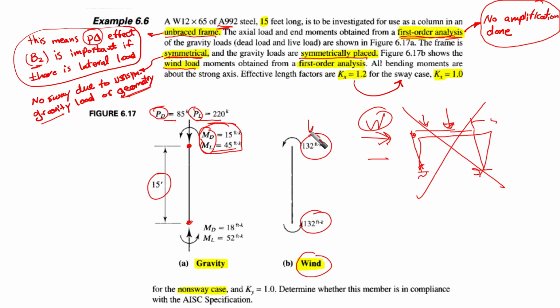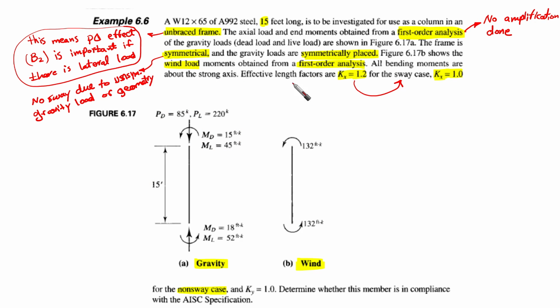Also, it comes from first order analysis. So the word first order analysis here means that there is no amplification of the moment; we need to make the amplification. All bending moments are about the strong axis. This means that we should not take into consideration the other axes in the interaction equation, right? In the interaction equation, we have two terms, one related to Mx and another one related to My. So we are going to talk about Mx because this is the strong axis. Okay, so My is going to be 0.